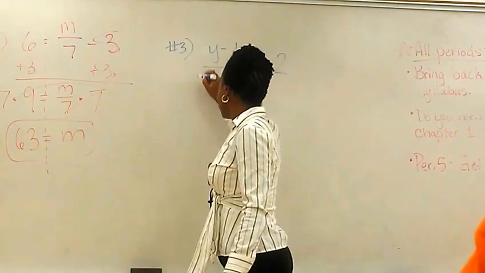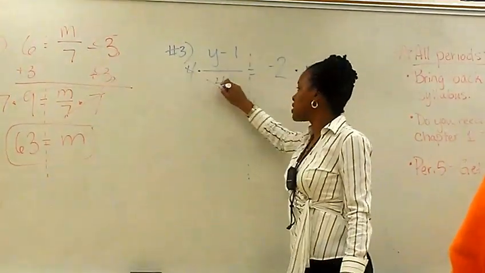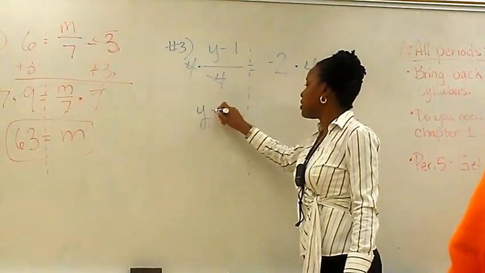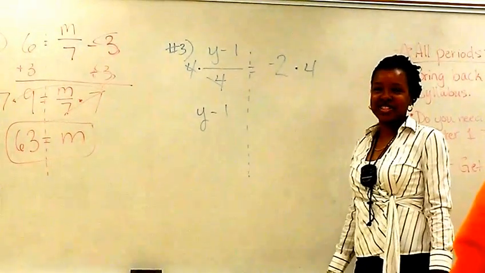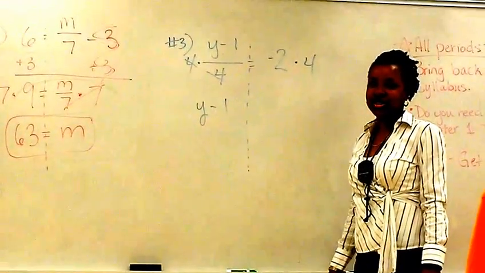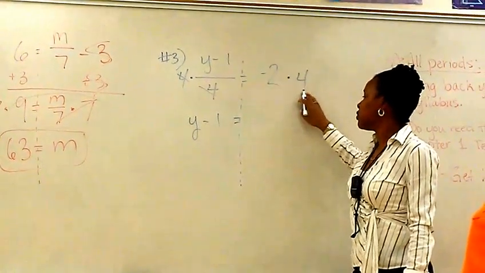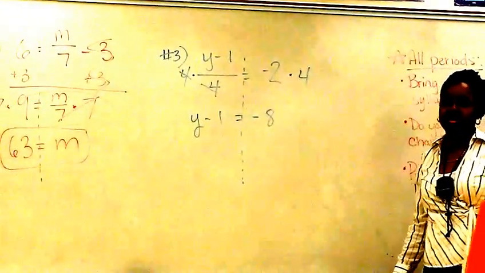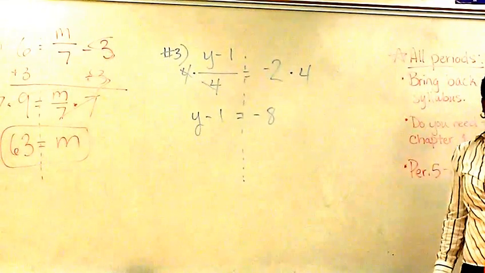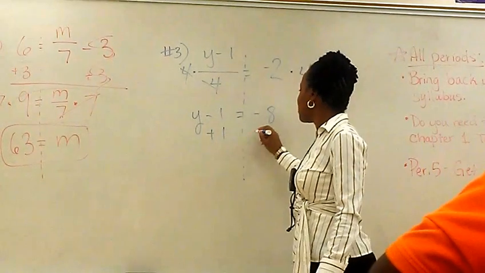Multiply by 4. So I multiply this by 4. Multiply this by 4. These 4s cancel. I'm left with y minus 1. Make sense? Okay. Negative 2 times 4? Negative 8. Now what do I do? You add. Okay. You add 1 to both sides.